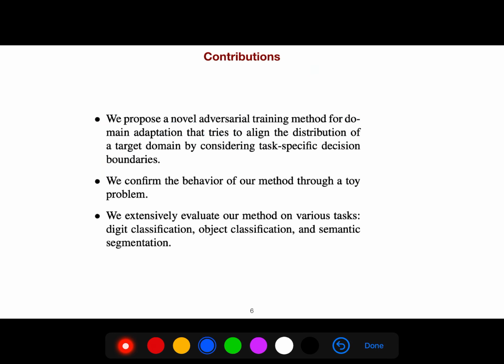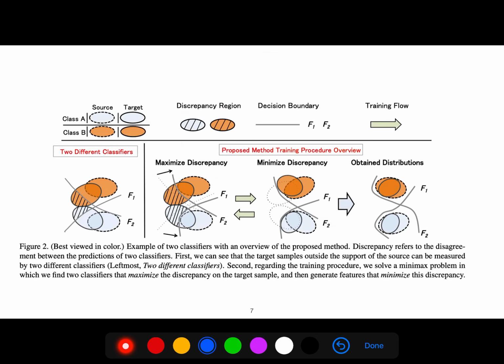So there are three contributions in this nice paper. We propose a novel adversarial training method for domain adaptation that tries to align the distribution of a target domain by considering task-specific decision boundaries. We confirm the behavior of our method through a toy problem. We extensively evaluate our method on various tasks: digit classification, object classification, and semantic segmentation.